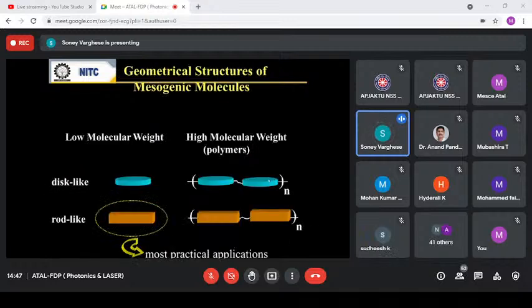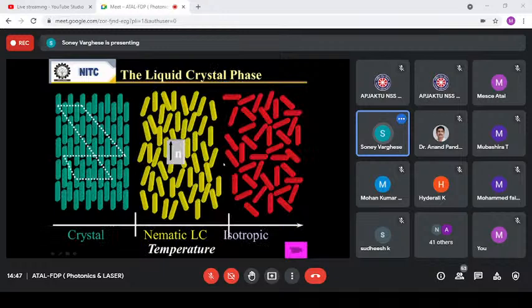Okay, so we can have low molecular weight liquid crystals as well as high molecular weight liquid crystals. We call them liquid crystal polymers, which are used in different applications, including high strength materials. But in our case, we are looking at the low molecular weight materials.